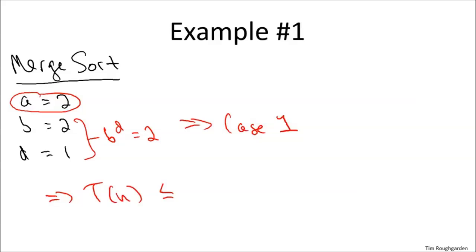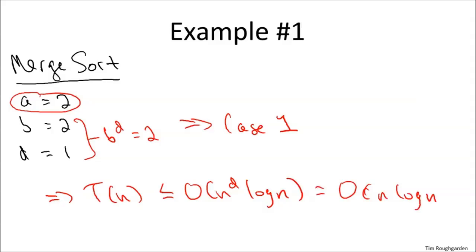And remember, in case 1, we have that the running time is bounded above by O of n to the D log n. In our case, D equals 1, so this is just O of n log n, which of course we already knew. Okay? But at least this is a sanity check. The master method is at least reconfirming facts which we've already proven by direct means. So let's look at a second example.